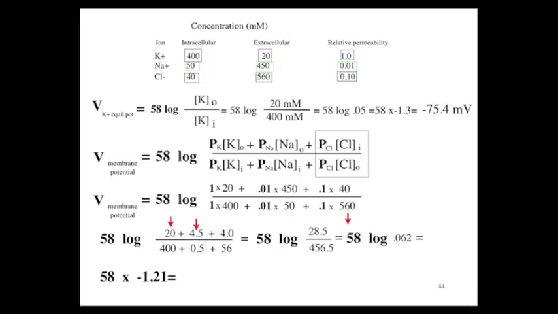And we just divide them, and we get 0.062, and we take the logarithm of 0.062, which is minus 1.21, and then we just multiply minus 1.21 times 58, and voila! We get the resting potential. It's minus 78 millivolts. And I point out that the resting membrane potential of minus 78 millivolts is slightly more negative than the potassium equilibrium potential of minus 75 millivolts. And the reason for that is because the contributions of the other ions distract from the potassium equilibrium potential.